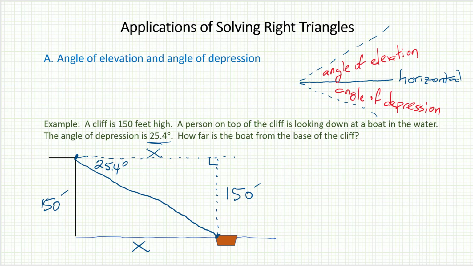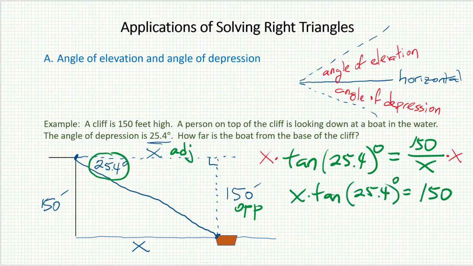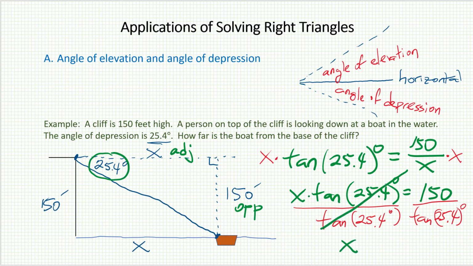Now that I have a right triangle, I can use a trig function to help me determine x. Which trig function links up this angle, the opposite leg, and the adjacent leg? Well, it would be the tangent function. I would write tangent of 25.4 degrees is equal to opposite 150 over x. Do some algebra and I'll have my answer. Looks like we've got to clear the fractions and then divide both sides by tangent 25.4, and then I just need to go to the calculator to figure out my answer.